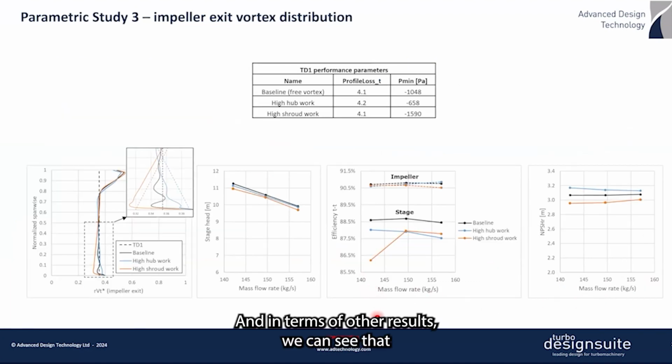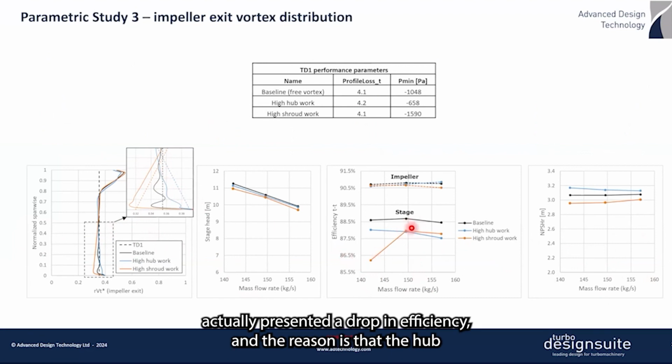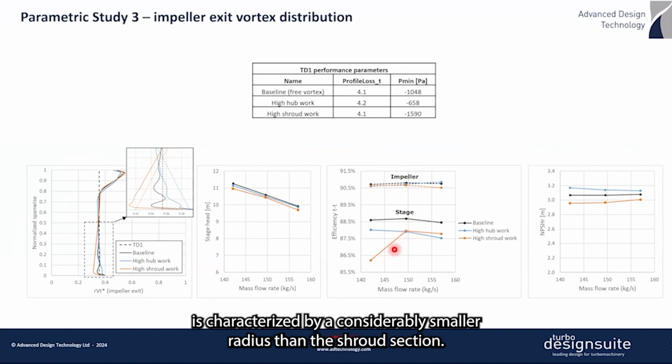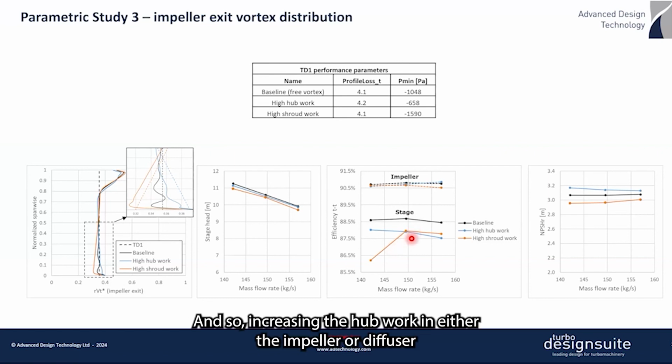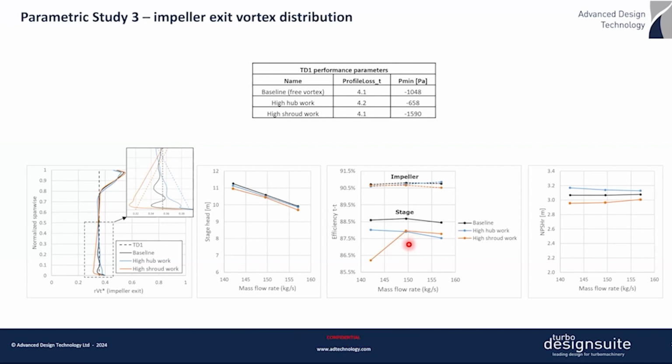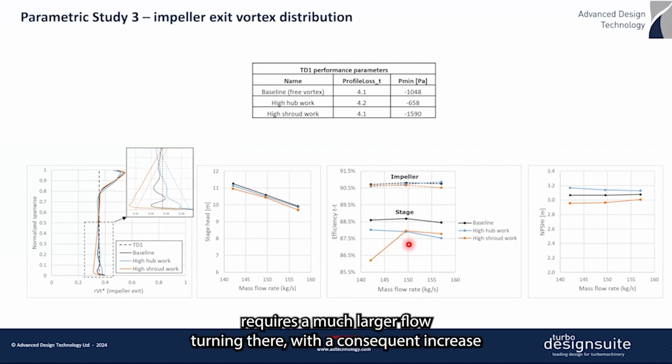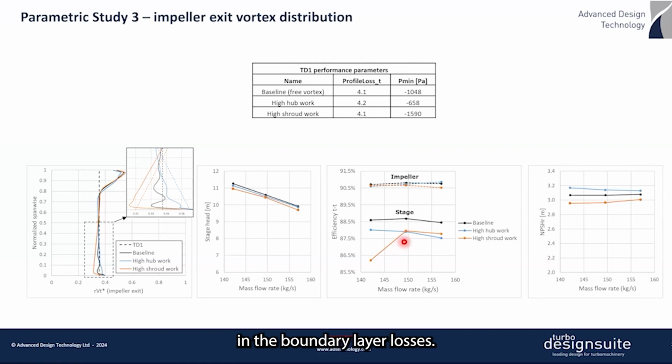And in terms of other results, we can see that the work distribution from CFD, which is the solid lines, very closely follows what were specified in TD1 or the dotted lines for both configurations. And another interesting result is both configurations actually presented a drop in efficiency. And the reason is that the hub is characterized by a considerably smaller radius than the shroud section. And so increasing the hub work in either the impeller or diffuser requires a much larger flow turning there with a consequent increase in the boundary layer losses.